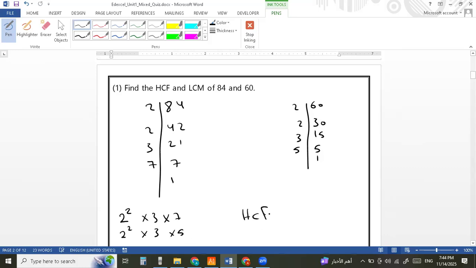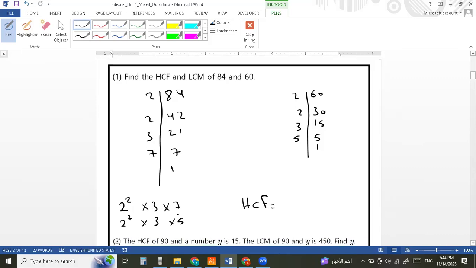Finding the HCF means you take only what's common. Only what's common. If I have something that is common but the powers are different, in the highest common factor, you take the one with the smallest power. Here, 2 to the power of 2 and 2 to the power of 2, both of them are the same, so it's just 2 to the power of 2. Multiply 3 and 3, they're common, so multiply by 3. The 7 and the 5, are they common? No, nothing is common, so it's just 2 to the power of 2 times 3, which is going to give you 4 times 3, which is 12.